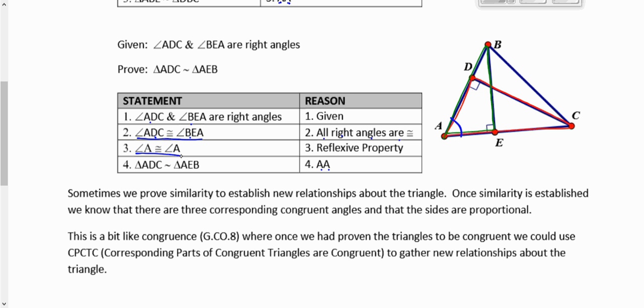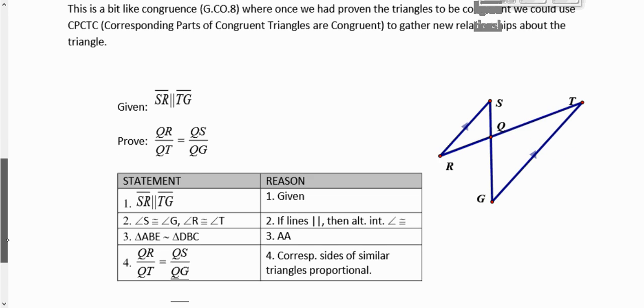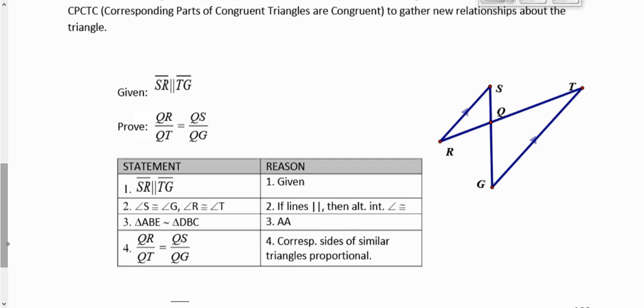Okay? But now let's throw a little twist in here. So take a look at this given. We're given that these lines are parallel. They've marked them parallel for us, right? SR and TG. They want us to prove this thing. What is this thing? This is a what? It's a proportion. Well, where do we get proportions from here recently? From what? Of what?